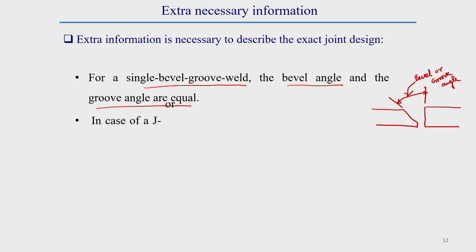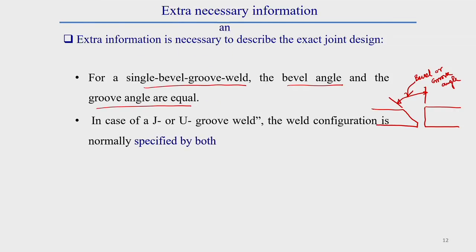Another thing, in case of a J or U groove, the weld configuration is normally specified by both angle and radius. For a bevel groove, specifying the angle only is required to specify the weld joint. But if it is a J or U groove, both angle and radius are required to specify the weld joint. These two things are highly essential for a J or U groove. Once we know this angle and radius and it is provided in a specification, then we can easily make the J and U groove.